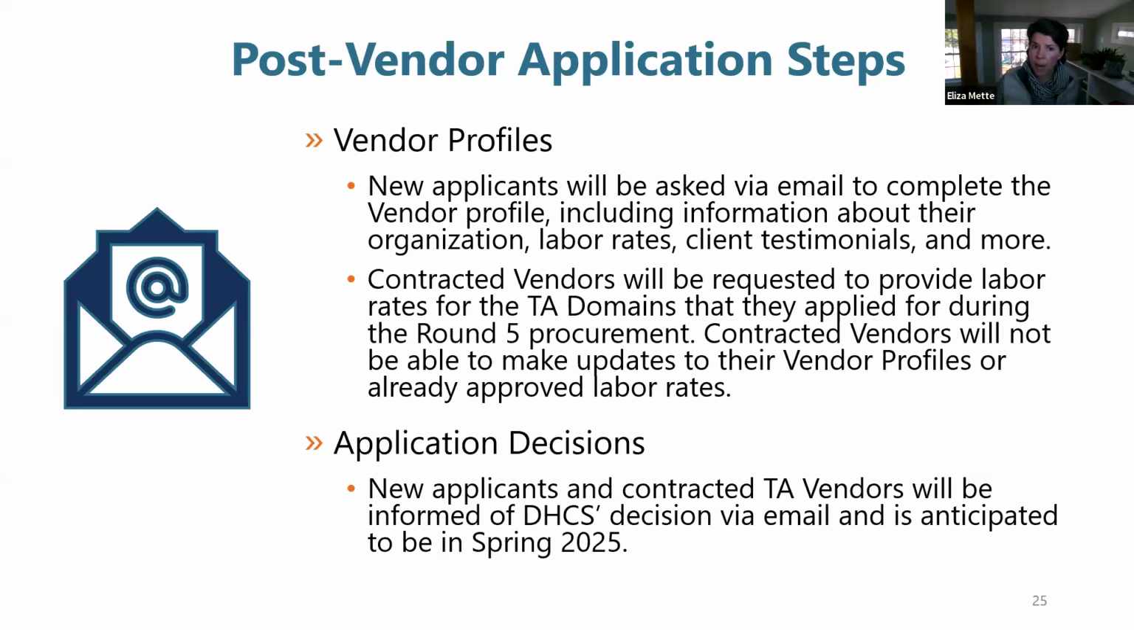Just some post-vendor application steps. So vendor profiles, very important. New applicants will be asked via email to complete their vendor profile, including information about their organization, labor rates, client testimonials, and more. Contracted vendors will be requested to provide labor rates for the TA domains that they applied for during round 5. You will not be able to make updates to your vendor profiles or already approved labor rates.